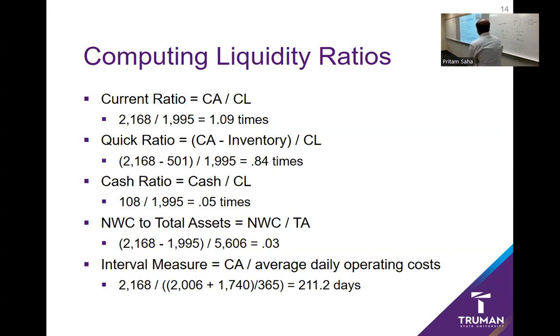The final ratio that captures liquidity is known as the interval ratio. This is very intriguing. The interpretation is very intriguing. If you look at the formula, current assets over average daily operating cost. Current assets over average daily operating cost. So we know the current asset value.